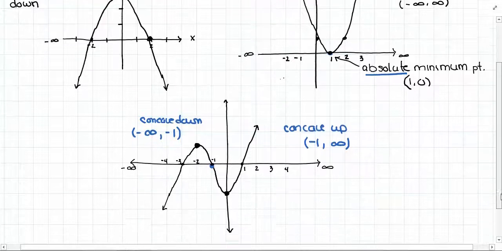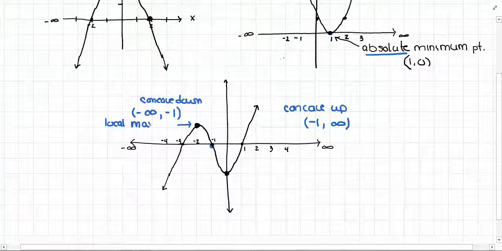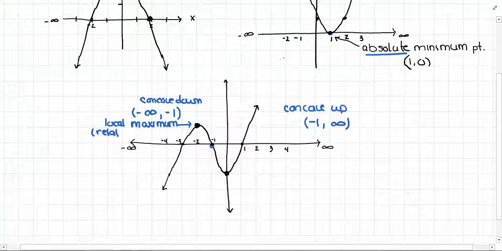Now this one, if I take a look at it, it looks like it has a high point here, but actually it's not the highest point on the entire graph because this keeps on going up. But it is a pretty high point. So what we're going to do is we're going to call this a local maximum, or instead of local, you may see the word relative. And it means the same thing. Local or relative maximum means it is a high point, but it's not the highest point on the entire graph.